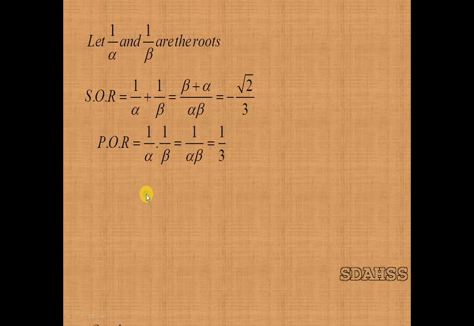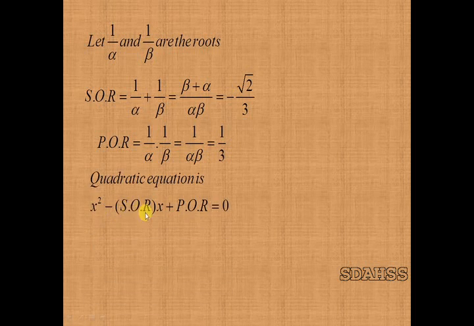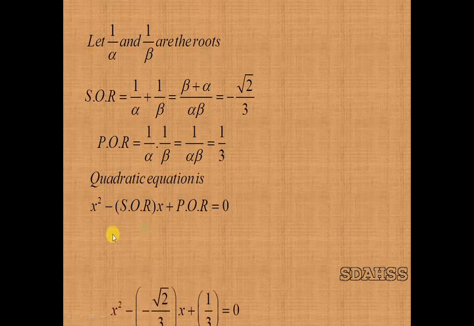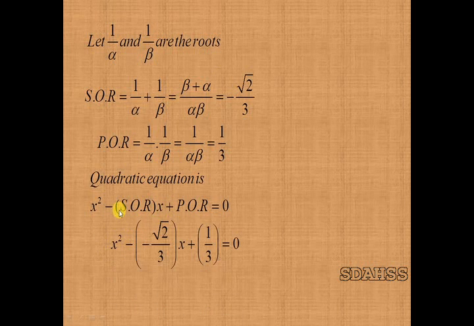Then its quadratic equation is x square minus sum of the roots x plus product of the roots is equal to 0. Substitute the values in this equation. So you have x square minus, in the place of sum of the roots substitute minus root 2 by 3, x, plus, in the place of product of the roots substitute 1 by 3, is equal to 0. Here minus into minus is plus, so this equation becomes x square plus root 2 by 3 x plus 1 by 3 is equal to 0. This is the required equation.